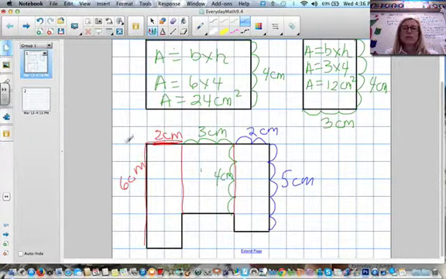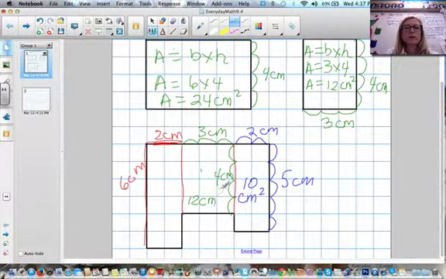So now we can just go into each one of these rectangles and calculate the area. So this one, 2 times 5 is 10. And that's 10 square centimeters, because now we're talking about area and not just the length of the base or the height. And then I'm going to move over here, 3 times 4. So this one is going to be 12 square centimeters.